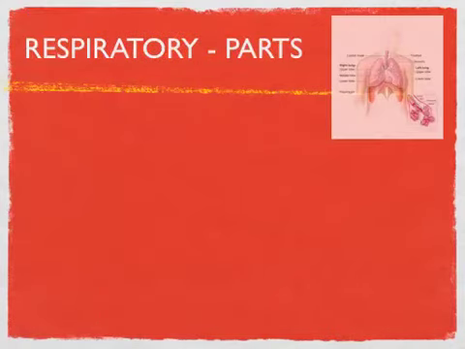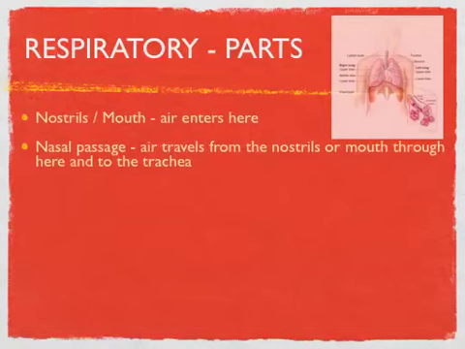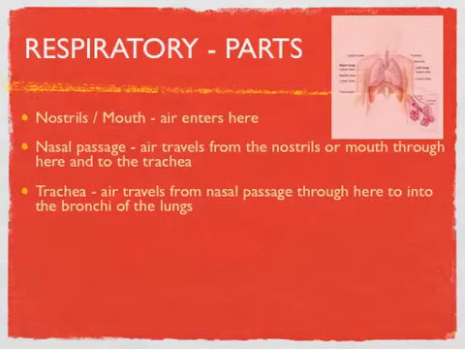The parts of the respiratory system. The first part is the nostril or mouth. This is where air enters. The second part of the respiratory system is the nasal passage. This is where air travels from the nostrils or the mouth into the trachea. The trachea is a tube that allows air to travel from the nasal passages into the bronchi of the lungs.